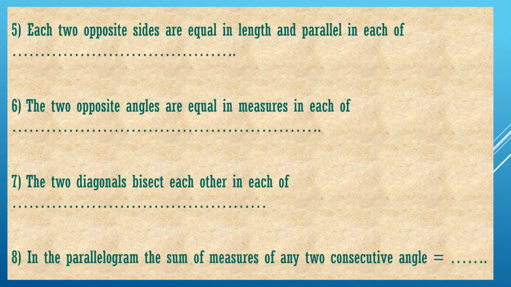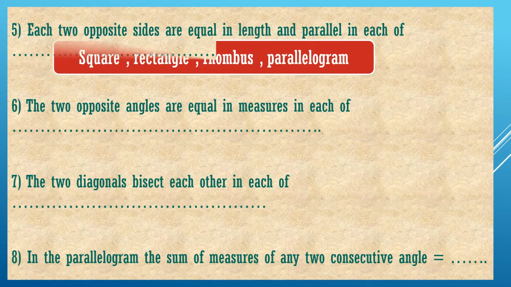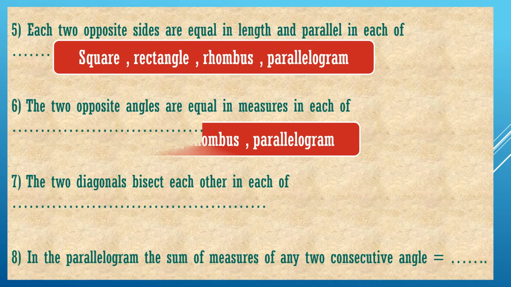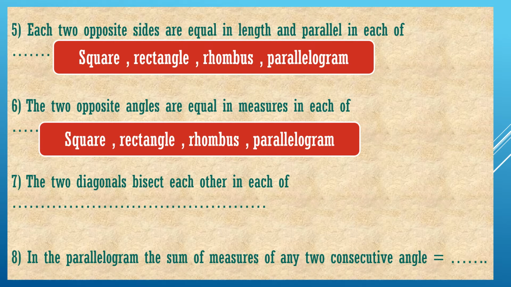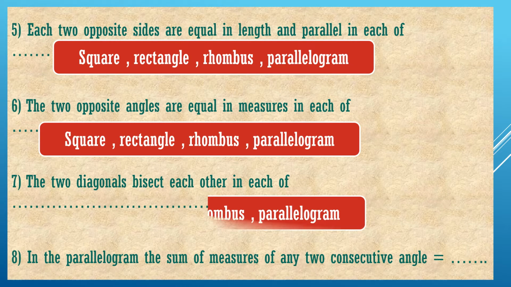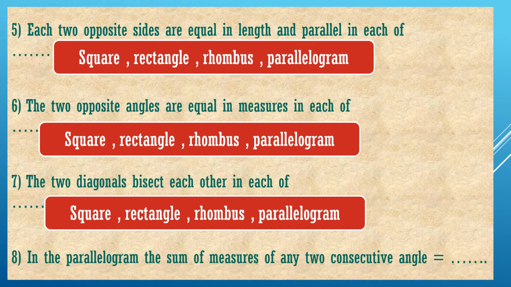Number 5, each two opposite sides are equal in length and parallel in each of square, rectangle, rhombus, parallelogram. Number 6, the two opposite angles are equal in measure in square, rectangle, rhombus, and parallelogram. The two diagonals bisect each other in what? Square, rectangle, rhombus, and parallelogram. In the parallelogram, the sum of the measures of any two consecutive angles equals what? Equals 180 degrees.